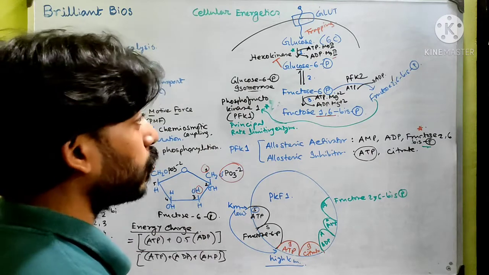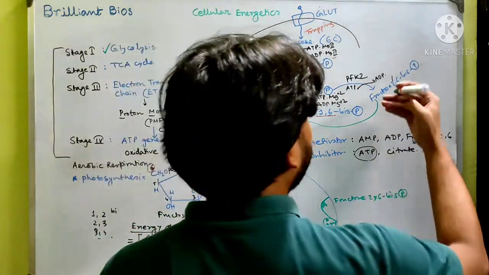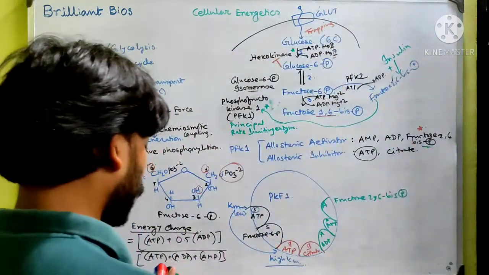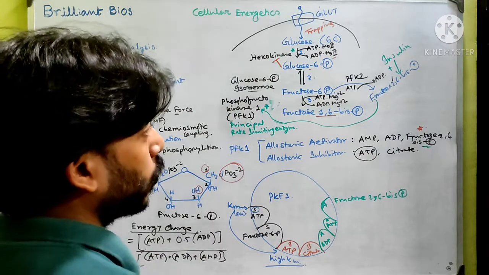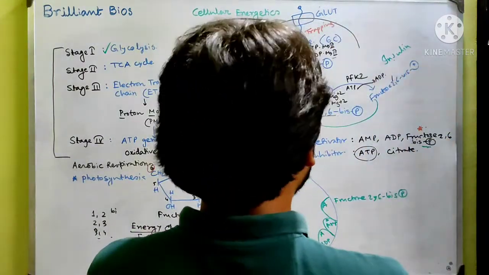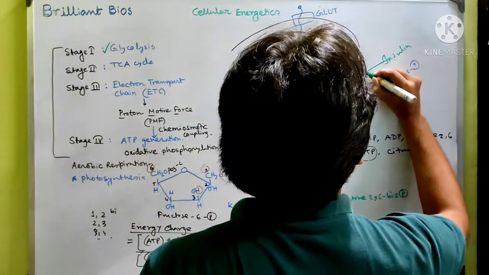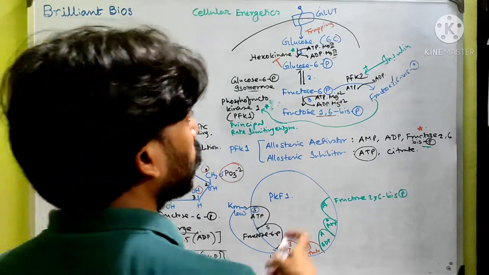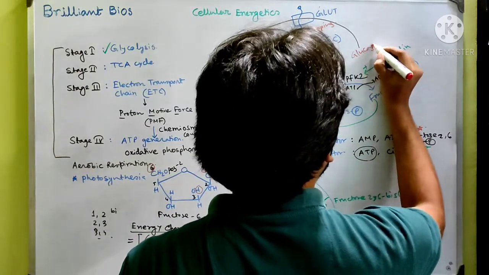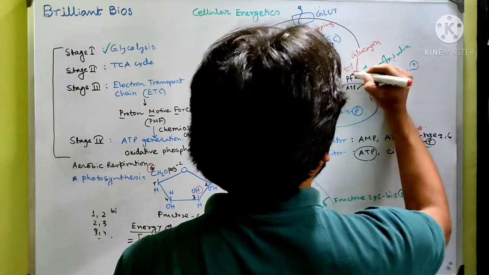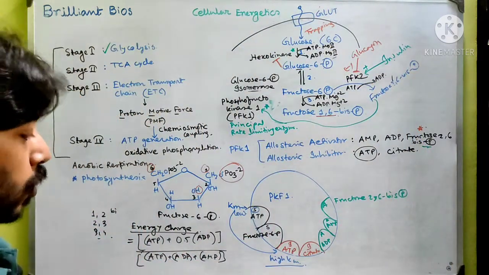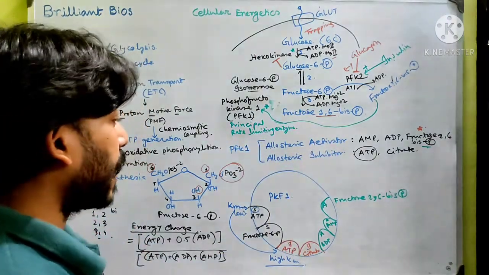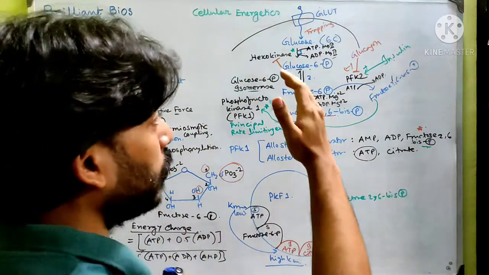Now I will tell you another important piece of information: insulin positively regulates or activates this enzyme PFK2. Insulin positively activates PFK2, but an opposing hormone called glucagon can inhibit this enzyme. Okay, so this is the third step of glycolysis, you can remember, and I am showing all the information for each and every step.